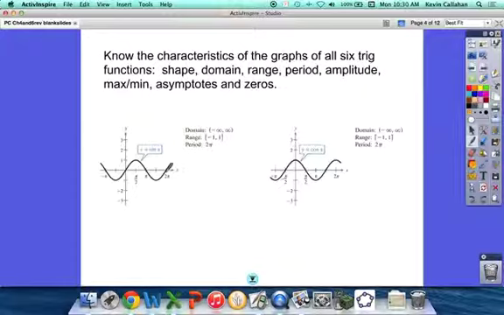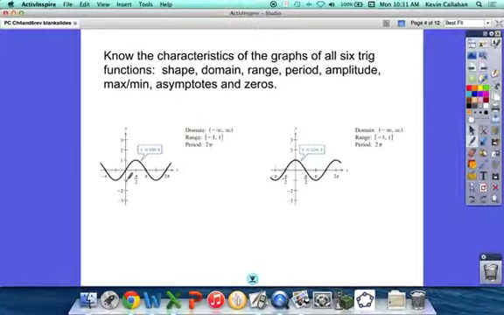Cosine, again, is the same shape, so it's going to have mostly the same details as that. It's just going to be shifted pi over 2 to the left. So the shape, the domain, and the range, the period. What is the amplitude of the sine and the cosine? 1, because you don't see a number in front, it's 1. What is the max and the min? Max is 1, min is -1.